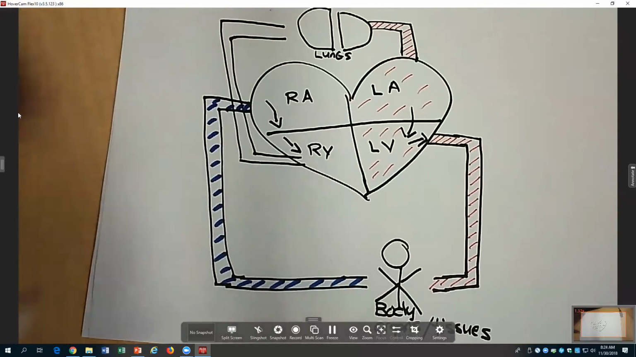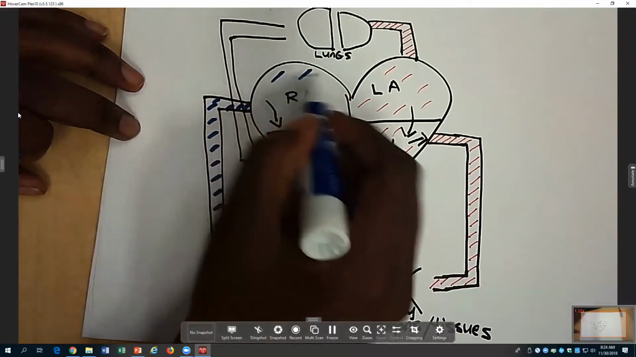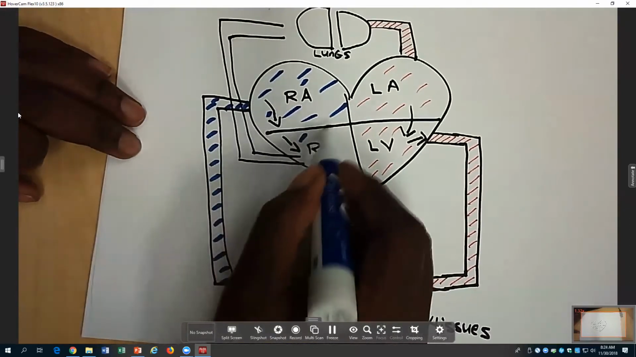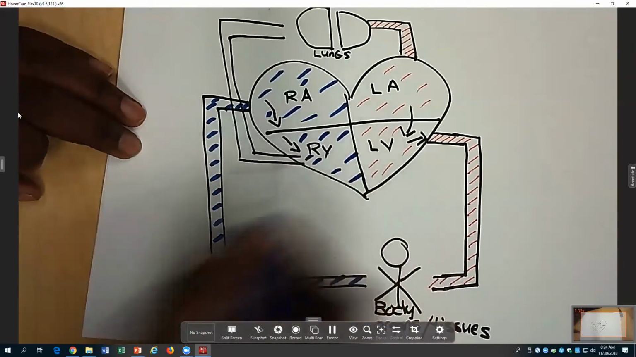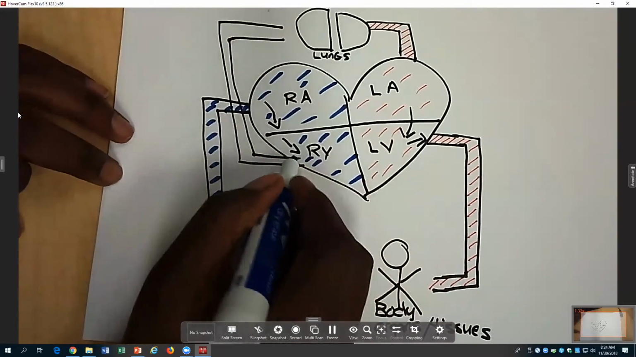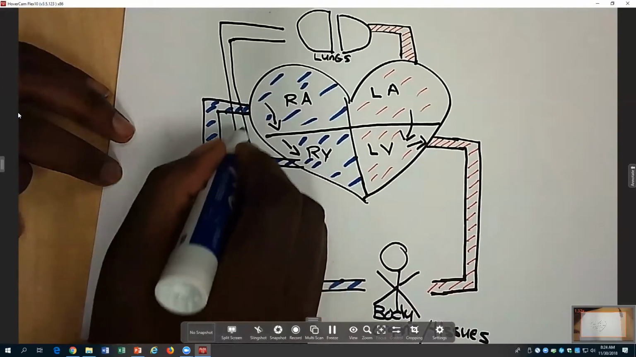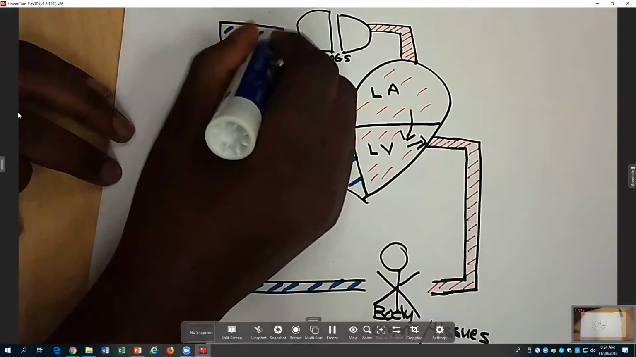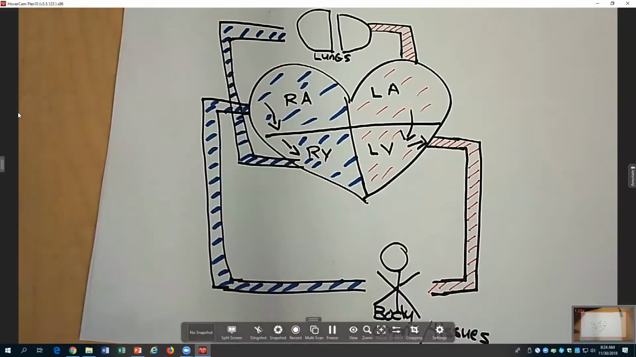It's going to go back into the right atrium. So in the right atrium, we have deoxygenated blood. In the right ventricle, we have deoxygenated blood. Now it's going to be pumped back out the heart, and it's going to go to the lungs where it's going to get more oxygen.